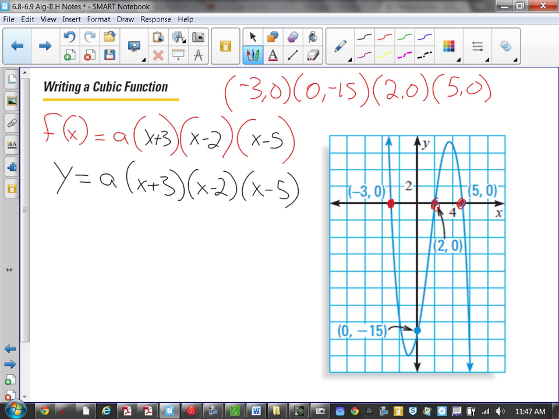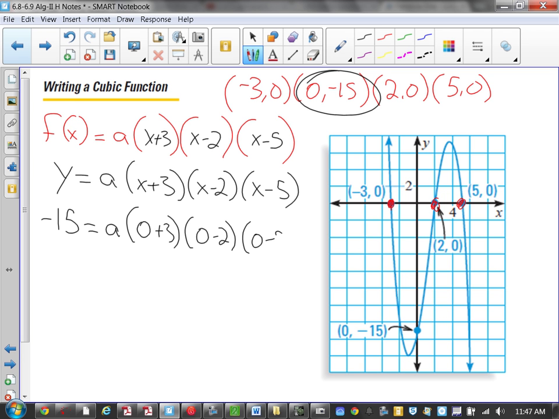And don't I have another set of ordered pairs, which means there's your x and your y? What I'm going to do is use that 4th set of ordered pairs to substitute in. -15 is going to equal a times 0 plus 3, 0 minus 2, 0 minus 5. Oh, yeah, substitute.